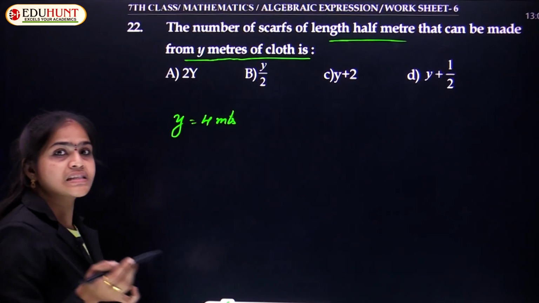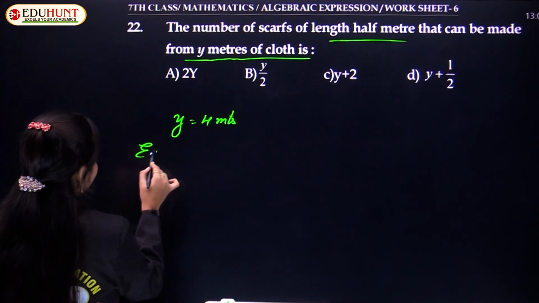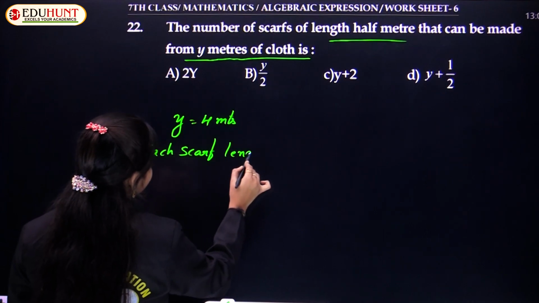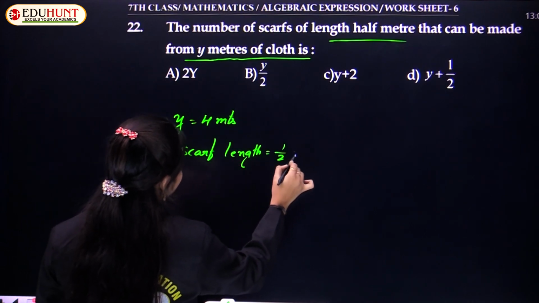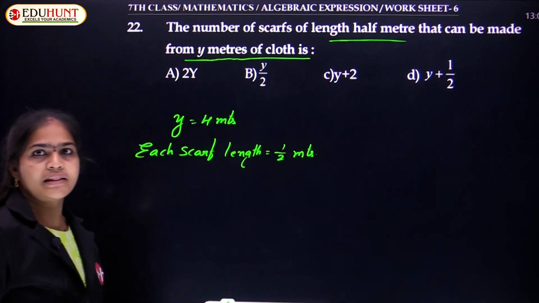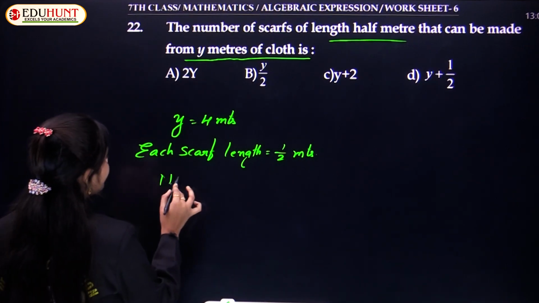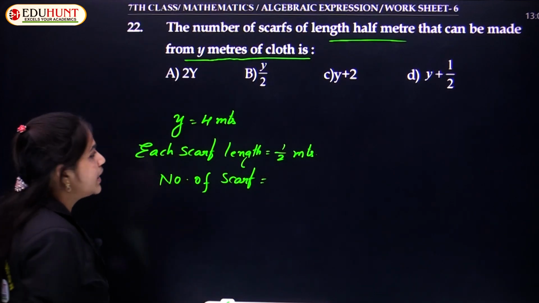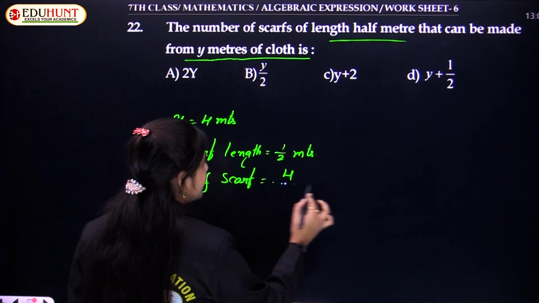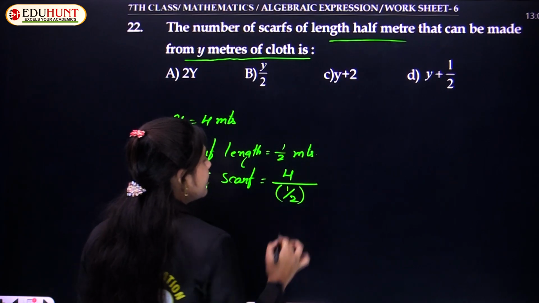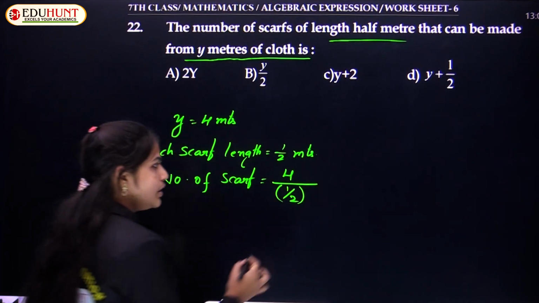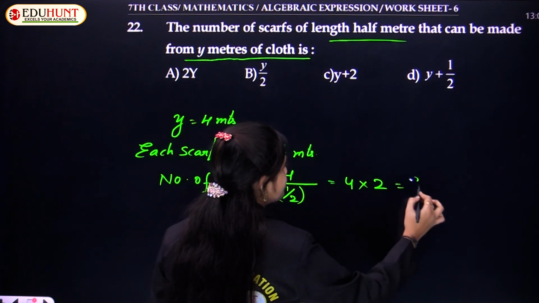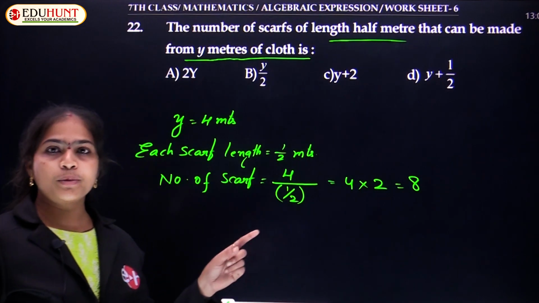Now, the number of scarves. Each scarf length is half meter. Out of 4 meters, each scarf measurement is 1 by 2 meters, which means half meter only. So 4 into 2, which is 8. Yes or no? 4 meters of cloth is there.